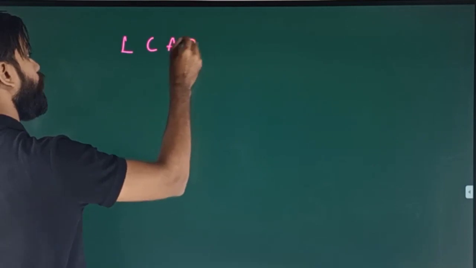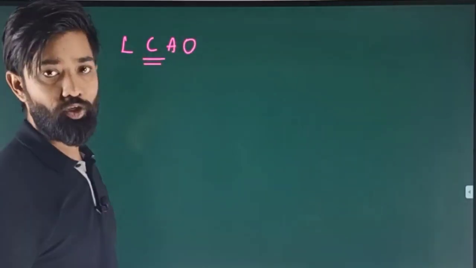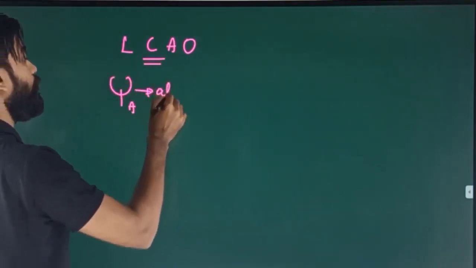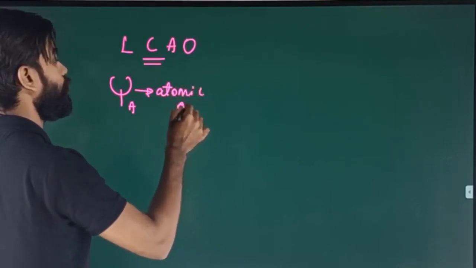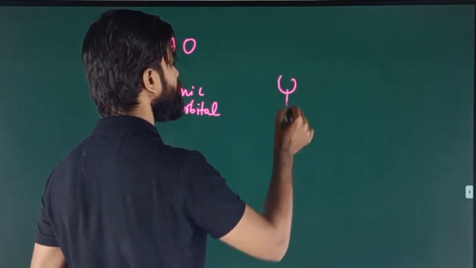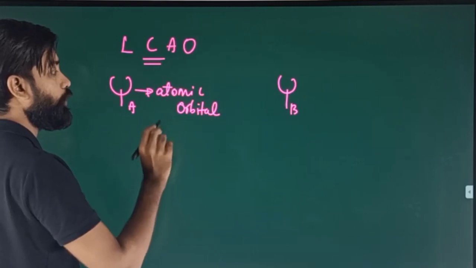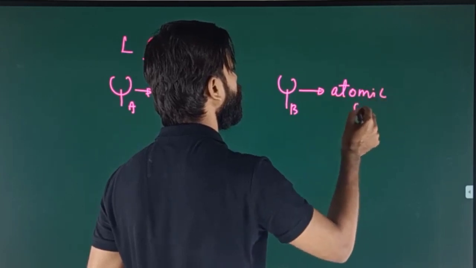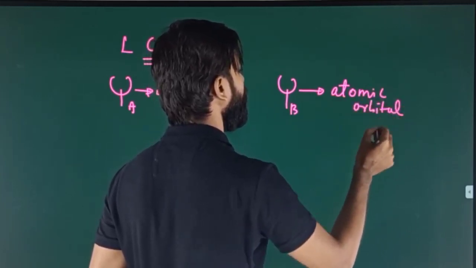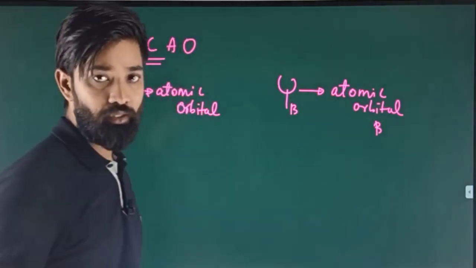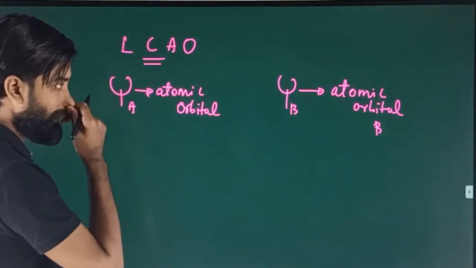Ready? So the next concept is LCAO, linear combination of atomic orbitals. Let psi A be the atomic orbital of atom A, and psi B be the atomic orbital of atom B. Then consider the linear combination.